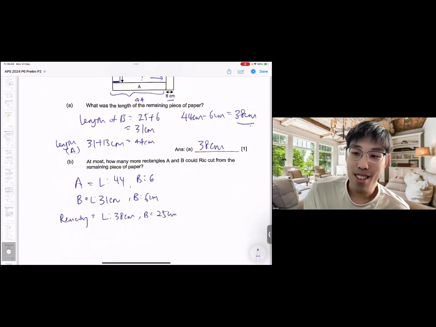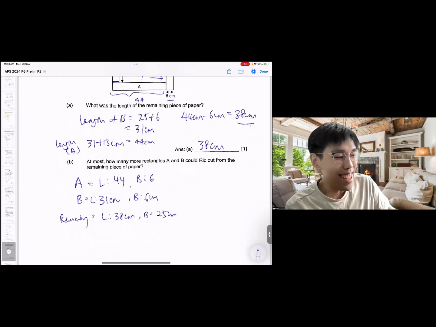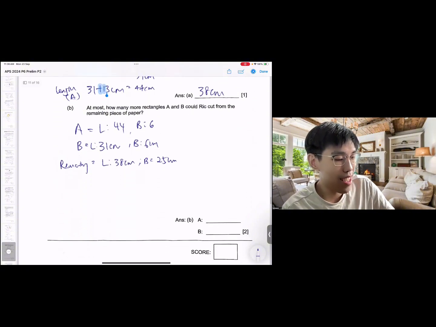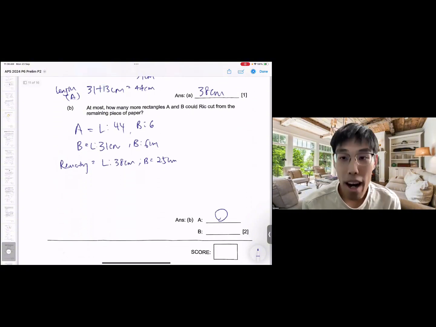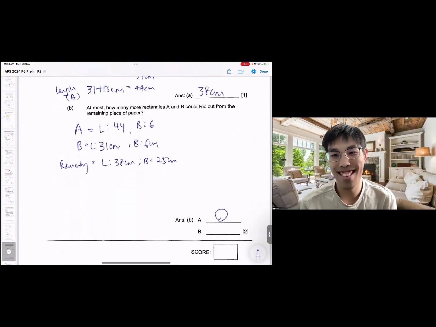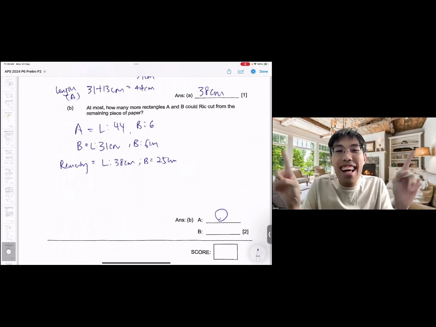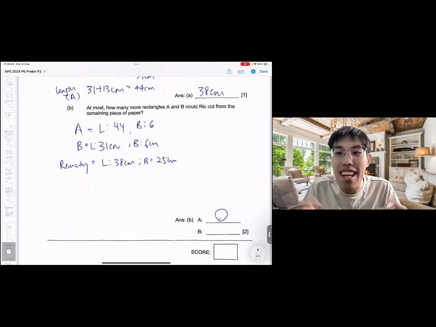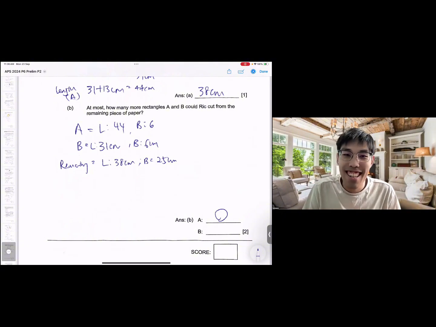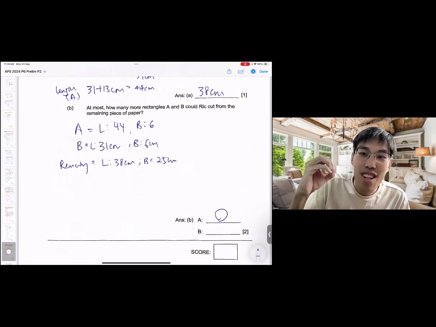Okay, now, how many A and B can we cut from the piece of paper? Number one, A is confirmed 0. Why? Because the length is too long. How to cut? Cannot cut. The length of A is 44. You compare with the length 38. You cut what? You cannot cut. So A is definitely 0.